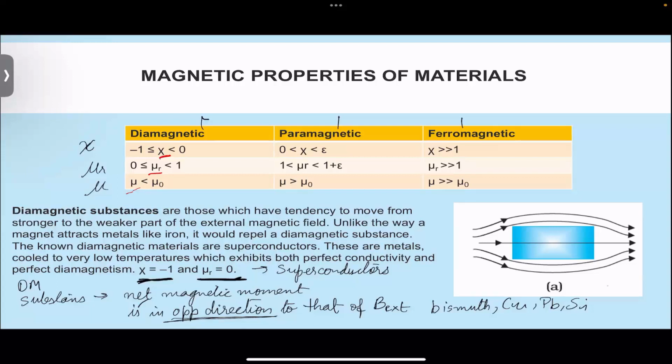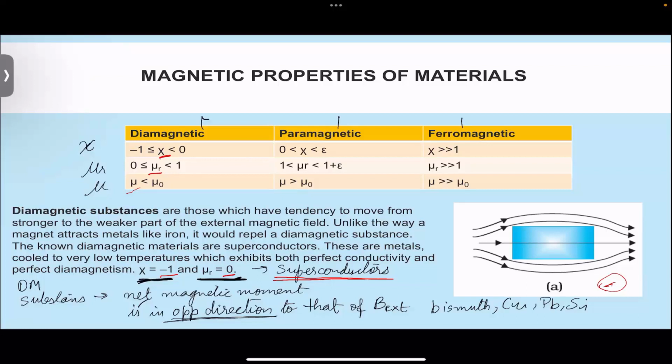You can also see it in this figure, which shows the behavior of the magnetic field lines near a diamagnetic substance. Usually we have some materials called superconductors, which are diamagnetic in nature. For perfect superconductors, the magnetic susceptibility is going to be -1 and the relative permeability is going to be 0.